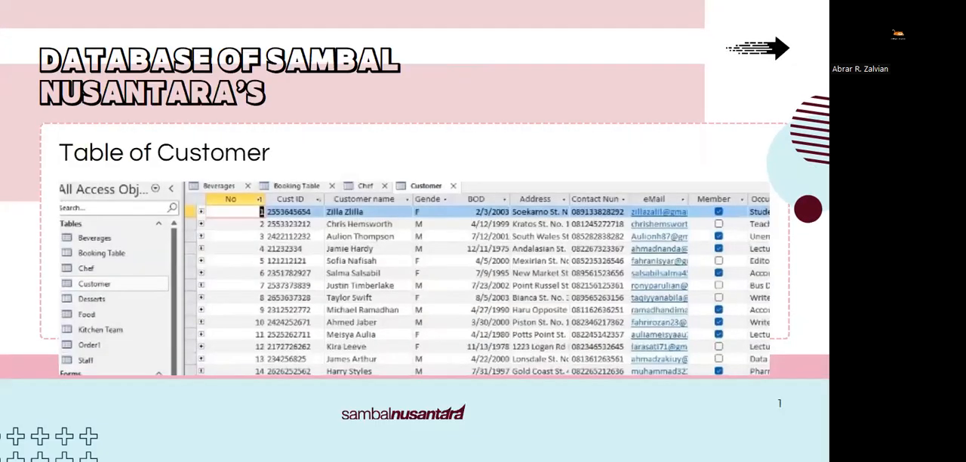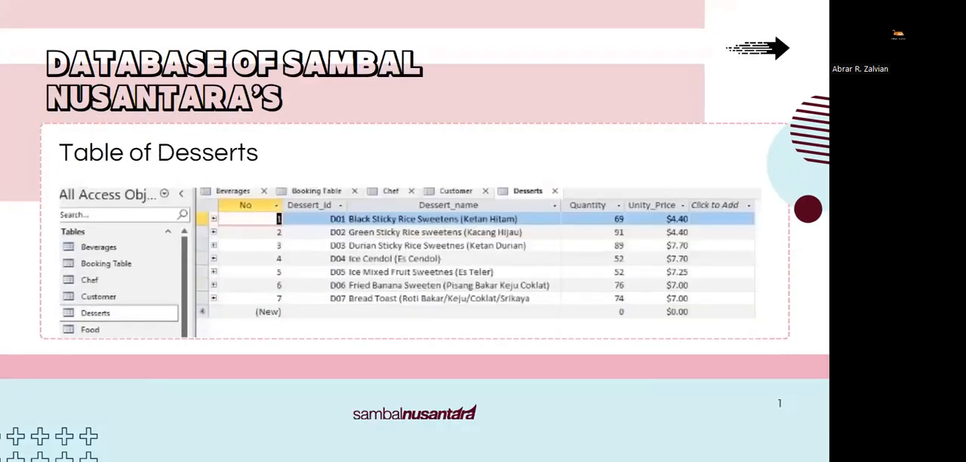Next, the table of customer. For table customer, we provide information about customer ID, customer name, gender, birth of date, address, contact number, email, membership, and occupation. We use this data to process the database inquiries. Okay, next slide is table of dessert.